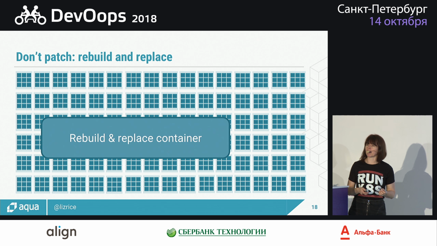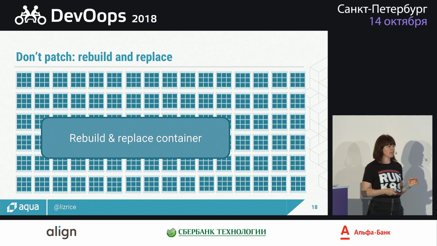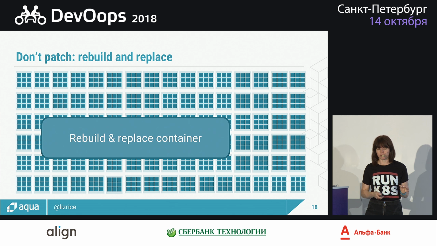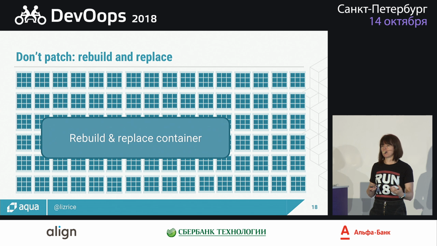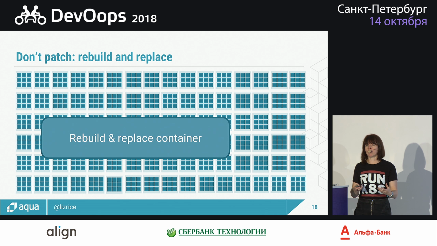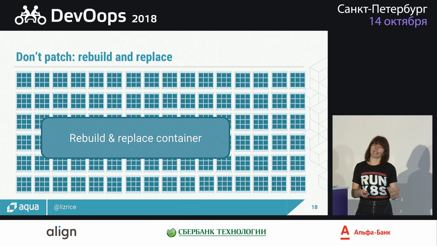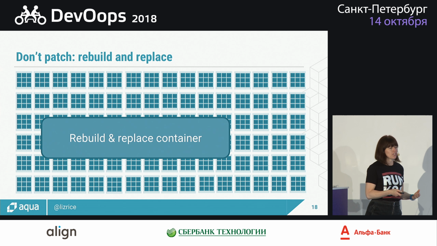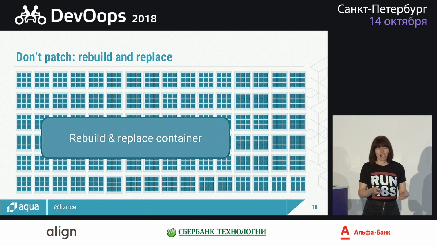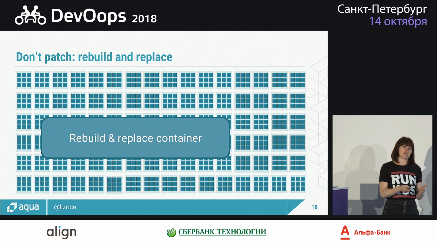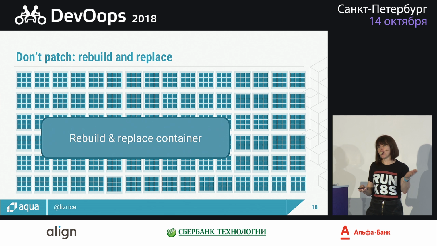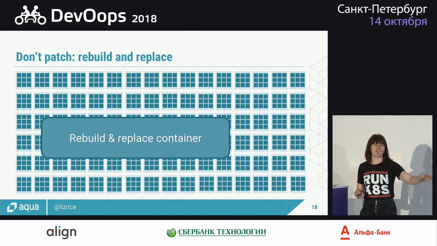Has everybody heard that term, cattle, not pets? Not so many hands. Okay, so the idea of cattle, not pets is we used to give our servers names, a bit like we'd give a pet dog a name. And if our dog died, we would be very sad, and if our server died, we would be very sad. But if you're a farmer and you have a herd of 1,000 cows, you don't give them all individual names. You know that you have them and you know where they are.